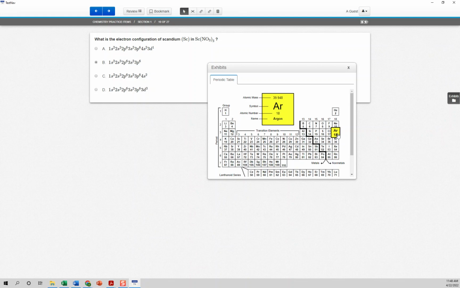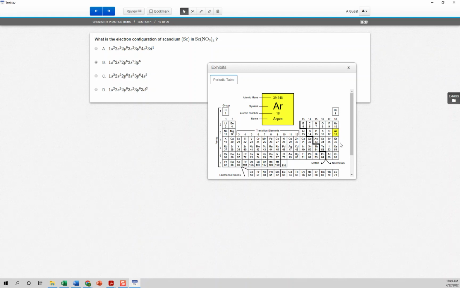Now, let's move forward. Let's think about the SOL in total. They're probably not going to ask this specific question because it's a practice item. But anytime they ask you for an electron configuration of an element, but the element's in a compound, all you have to do is find that element on the periodic table, go to its closest noble gas, and write the electron configuration for that noble gas.